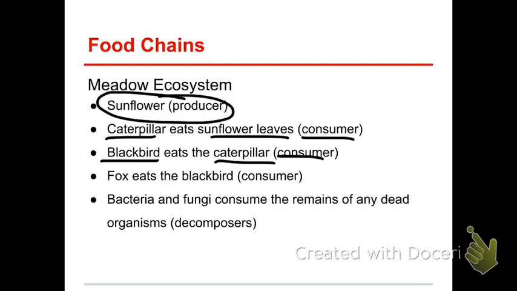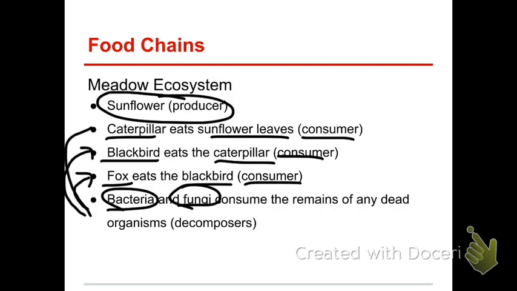What about a fox? Fox eats the blackbird. Most likely probably a carnivore. And then, again, bacteria, fungi, they feed at every level. They can feed here, they can feed here, they can feed here, they can even feed there. So they don't have a good spot in the linkage of a food chain because they feed at every level, or have the potential to feed at every level. They're kind of outside the food chain, in a sense.